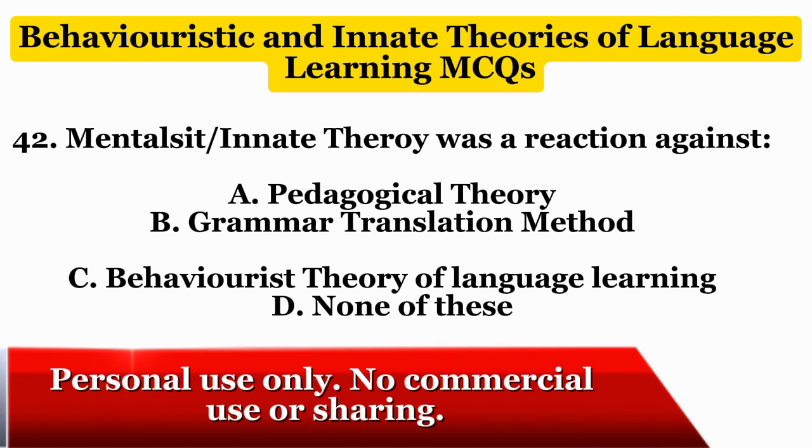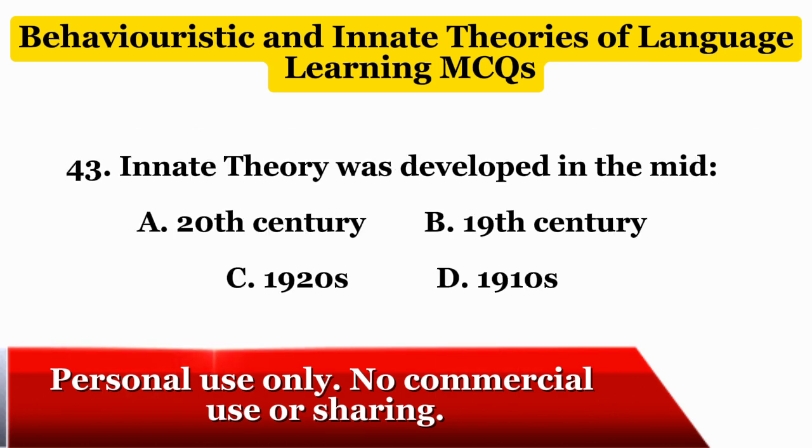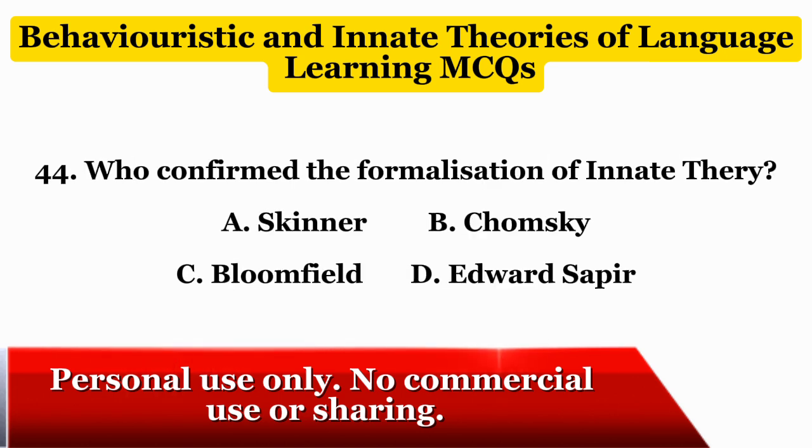Innate theory was a reaction against pedagogical theory, grammar translation method, behaviorist theory of language learning, none of these. Right option is C. Innate theory was a reaction against behaviorist theory of language learning. Innate theory was developed in the mid 20th century, 19th century, 1920s, 1910s. Right option is A. Innate theory was developed in the mid of 20th century. Who confirmed the formalization of innate theory? Skinner, Chomsky, Bloomfield, Edward Sapir. Right option is B. Chomsky confirmed the formalization of innate theory.